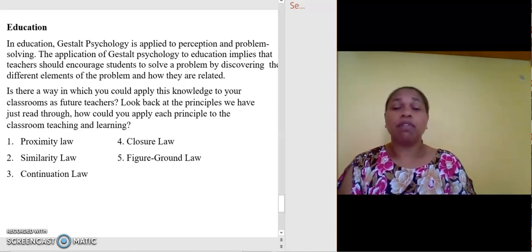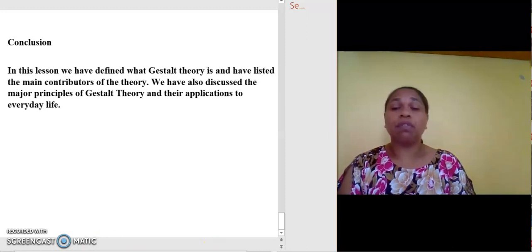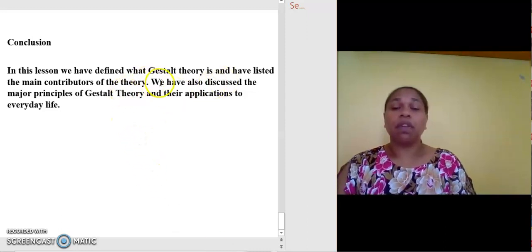Okay. So we have 5 principles there: proximity, similarity, continuation, closure, and figure ground. How can you apply these 5 principles to classroom teaching and learning? And finally, in this lesson, we have defined what Gestalt theory is and have listed the main contributors of the theory. We've also discussed the major principles of Gestalt theory and their application to everyday life.